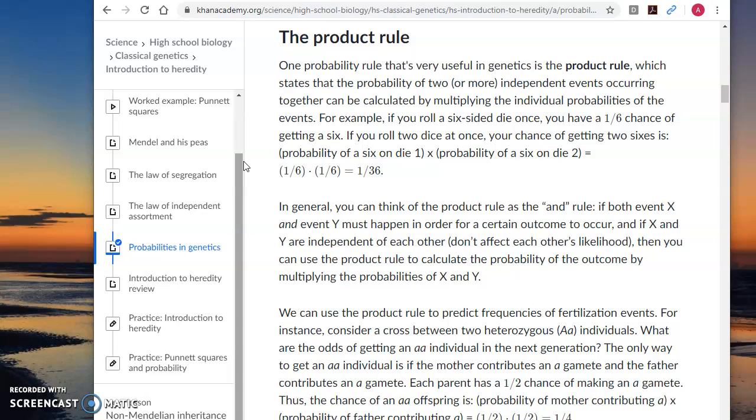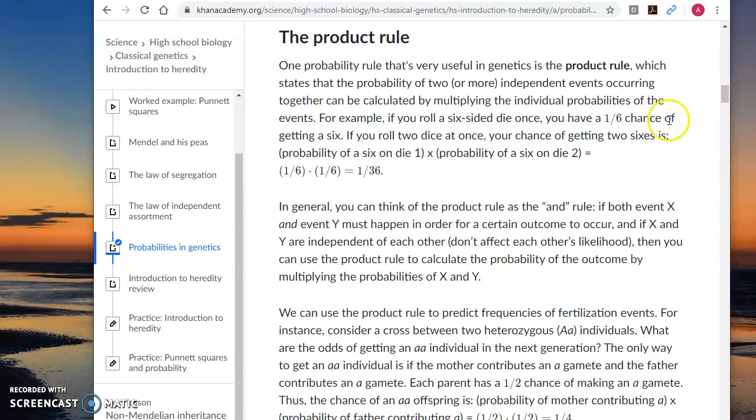It makes sense. If you roll the dice twice, or two dice at once rather, what are your chances of getting two 6s? So the probability of a 6 on one die and the probability of a 6 on the second die. Since we are looking for both things to happen at the same time, a 6 on one and a 6 on the other, this is also called the AND rule, and we're going to multiply those things.